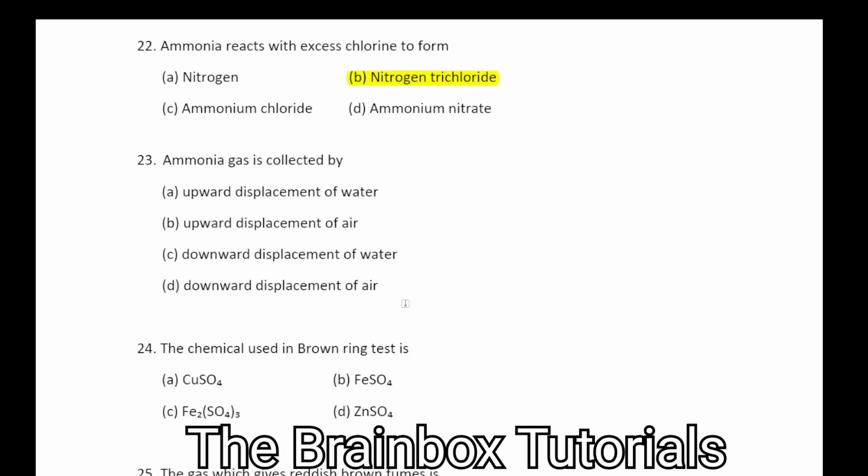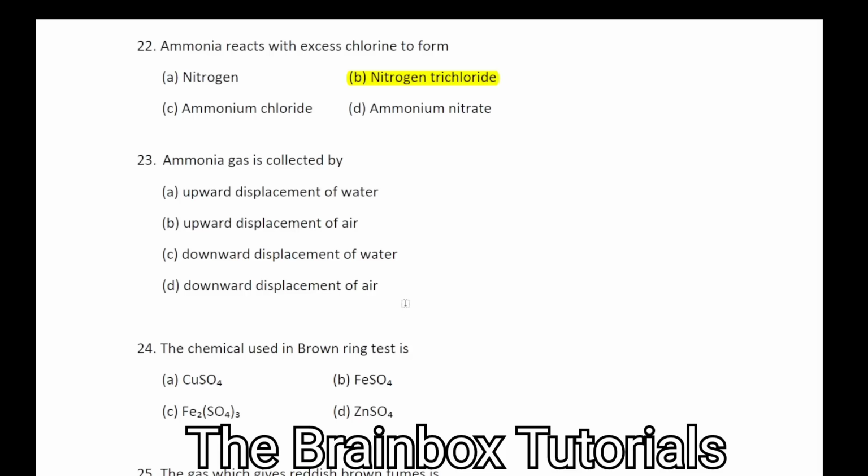Now number 23, ammonia gas is collected by option A, upward displacement of water, option B, upward displacement of air, option C, downward displacement of water, and D, downward displacement of air.